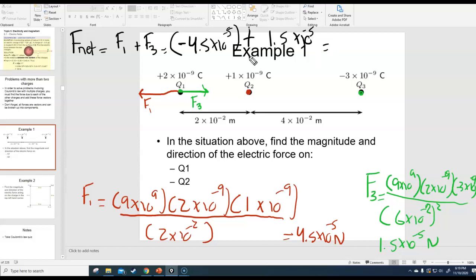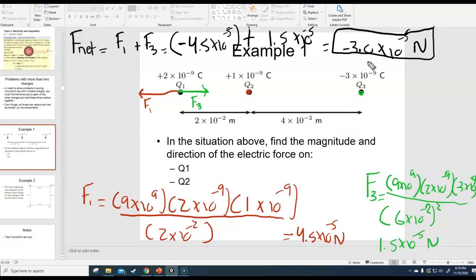You might ask, why did I put a negative sign here? Because look at the direction of F1. It's to the left. It's acting in the negative x direction. That's what this negative sign represents right here. Okay, and so overall I end up getting negative 3.0 times 10 to the negative 5 newtons, and that is the overall net force on Q1.